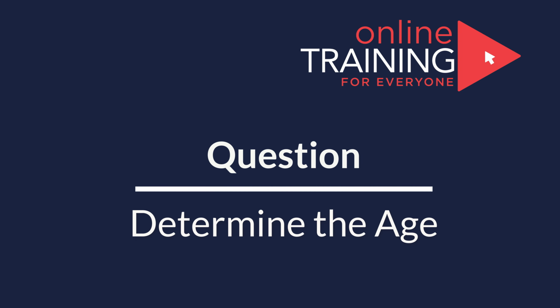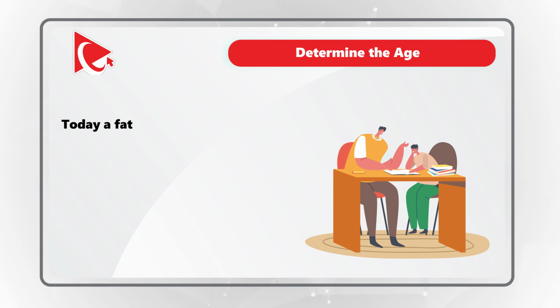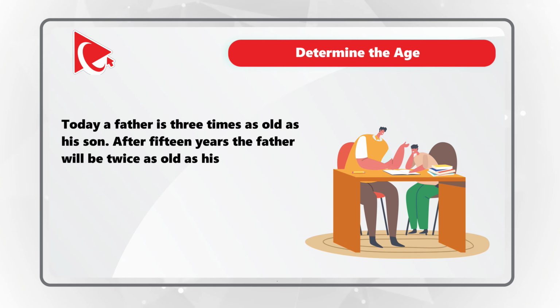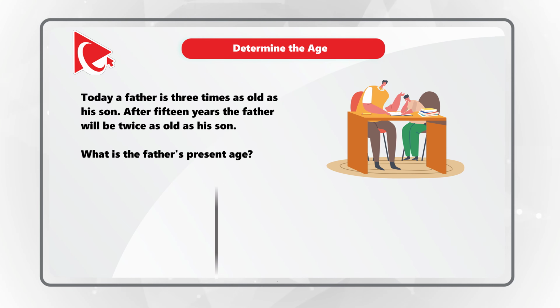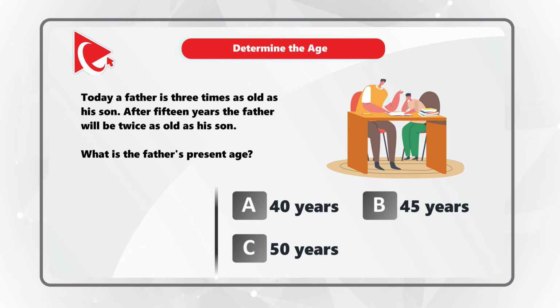Here is the frequent test problem where you need to determine the age of the family members. Today, a father is 3 times as old as his son. After 15 years, the father will be twice as old as his son. What is the father's present age? And you have 4 different choices. Choice A, 40 years. Choice B, 45 years. Choice C, 50 years. And choice D, 55 years.